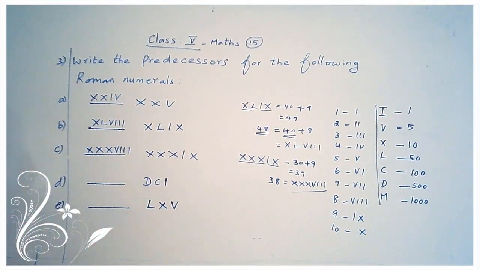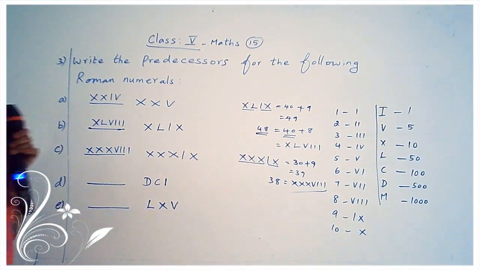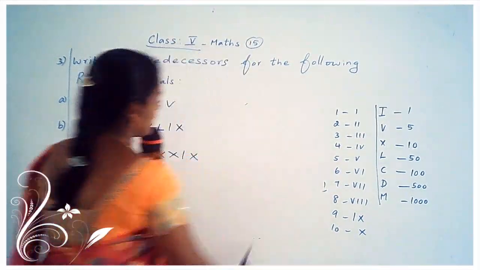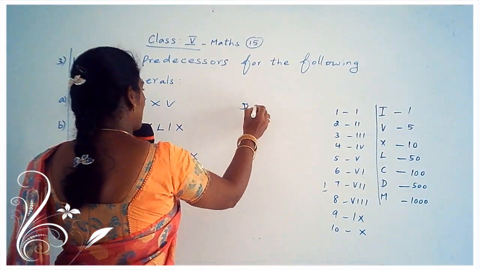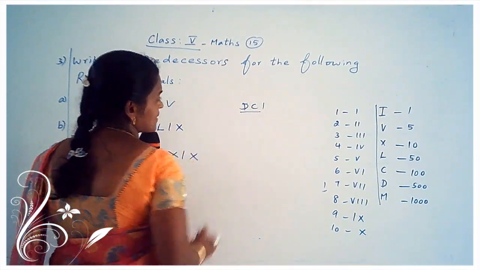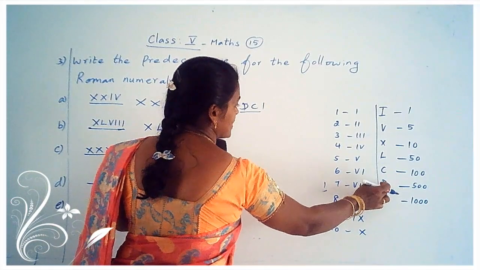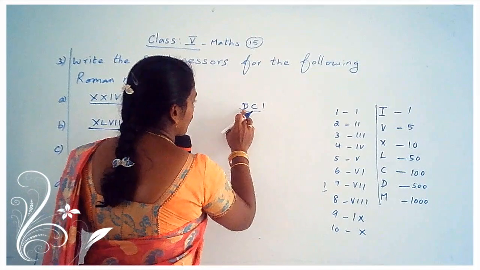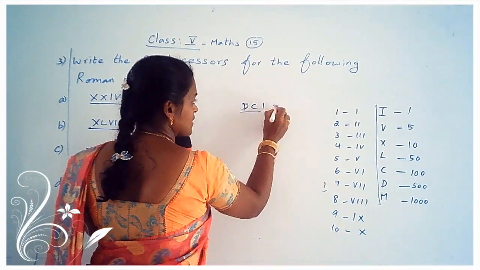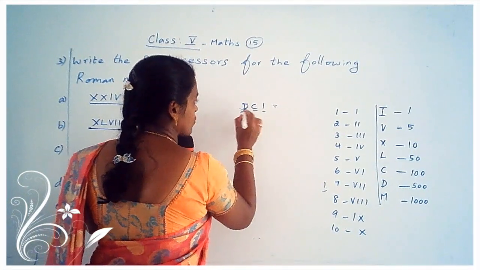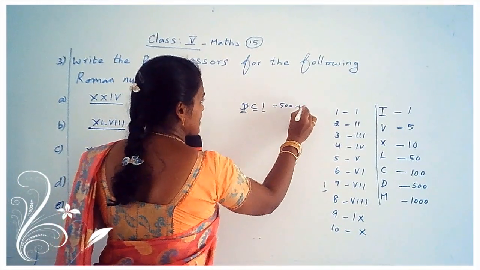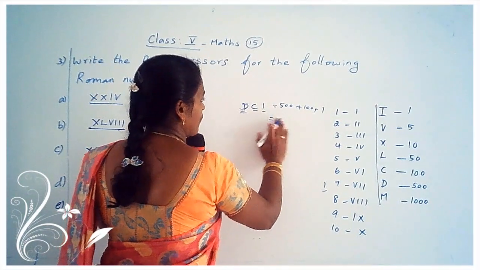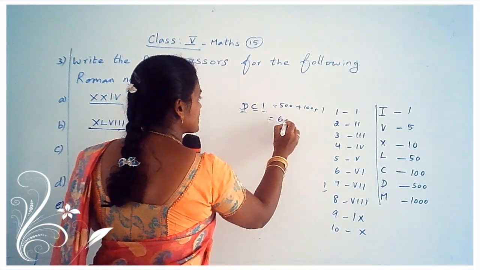Now you come to part D. DCI. DCI stands for, here DC and I. D stands for 500, C stands for 100, I stands for 1. So 500 plus 100, 600, 601. So your answer is 601.